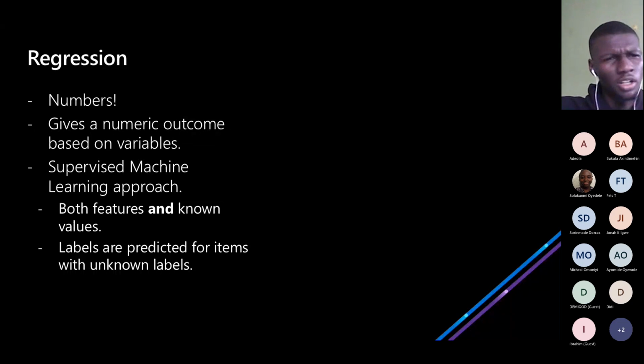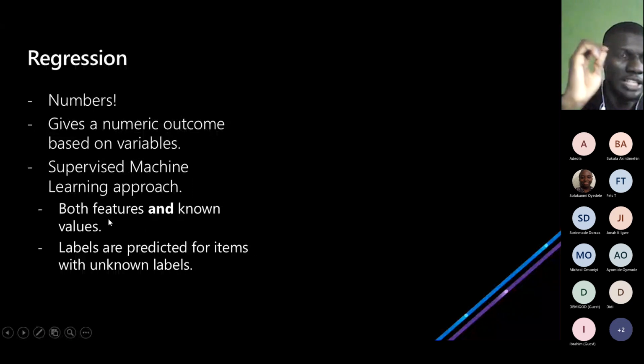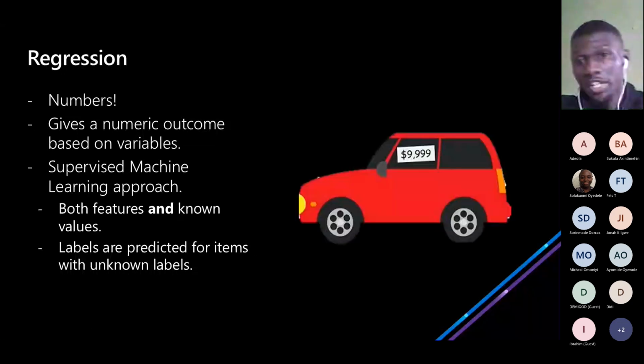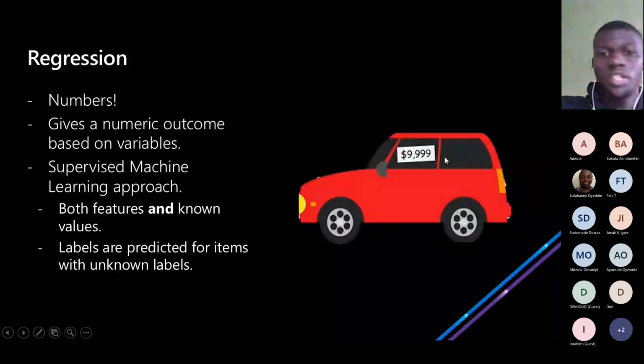And then when you have supervised machine learning approaches, you have both features and known values. Like I said, the labels are predicted for items with unknown labels, right? So it's labeled, you have the answer, you know where you're going towards. And then after you're given this example, you now say, okay, now do this one. So like the car price, I think this is more realistic than the 50,000 example I gave earlier. This is $10,000.